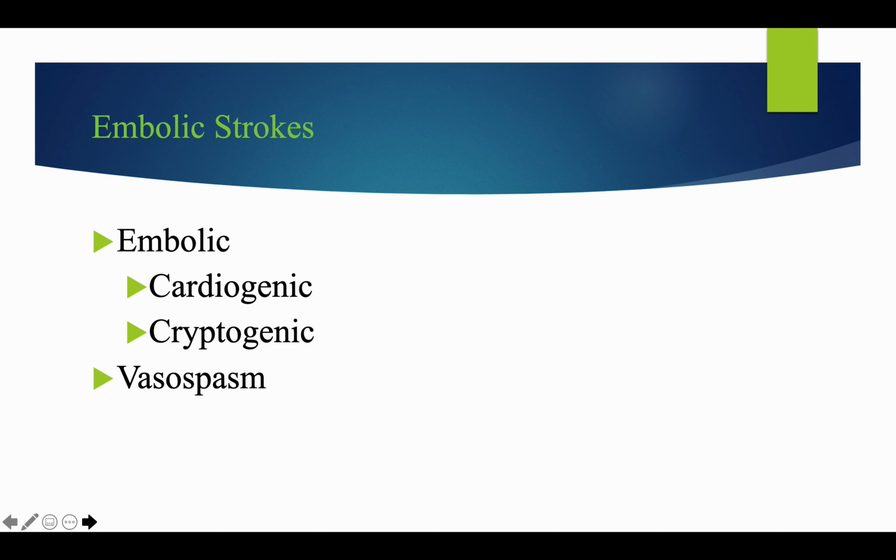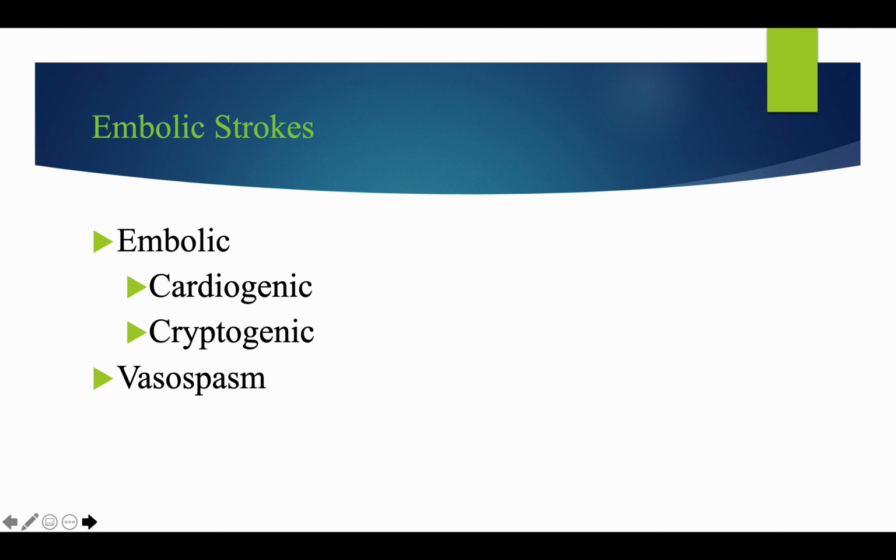Embolic strokes could be cardiogenic, which is a blood clot that travels to the brain, either a clot passed from AFib or cardiac arrhythmia, or a thrombus. It could be plaque from atherosclerosis in the cerebral arteries.